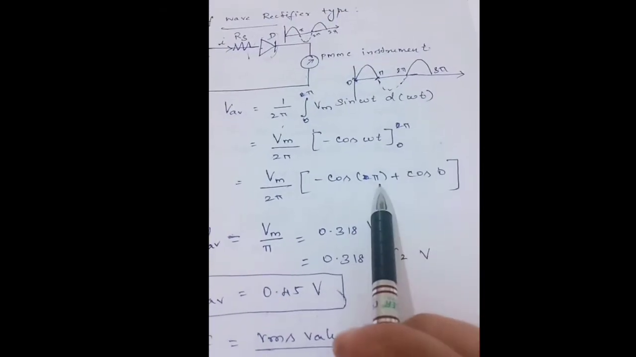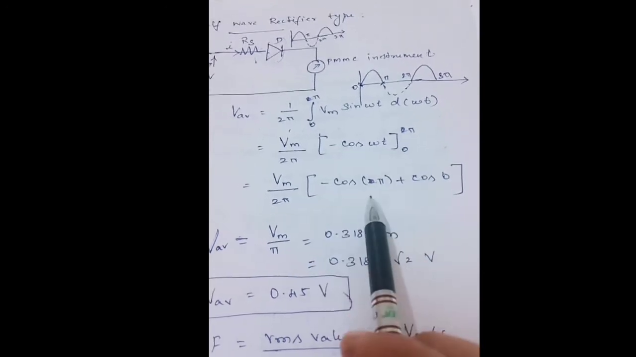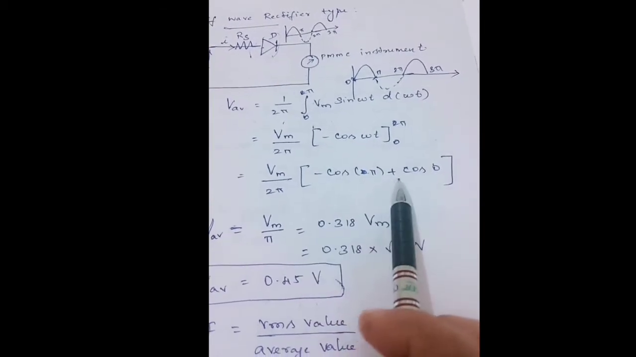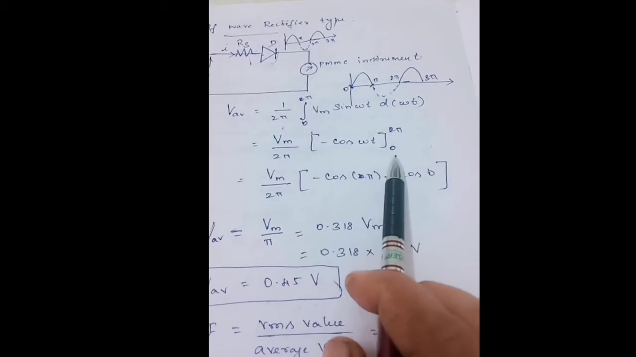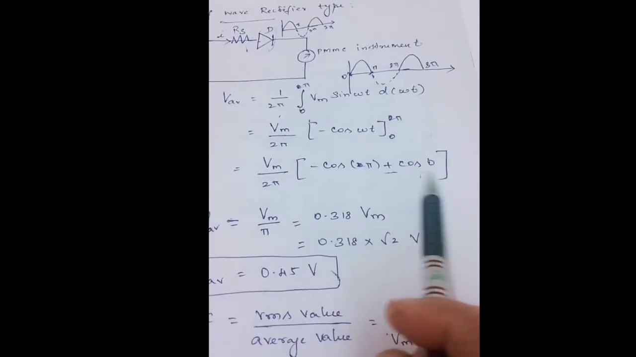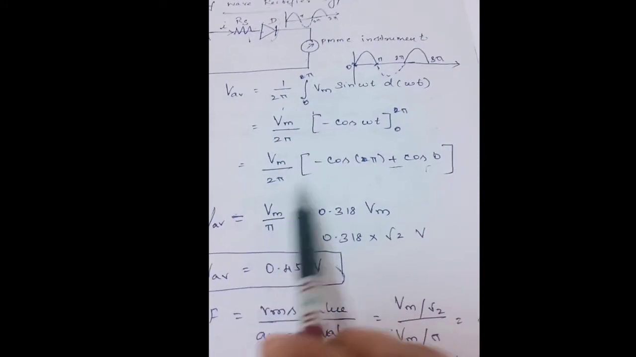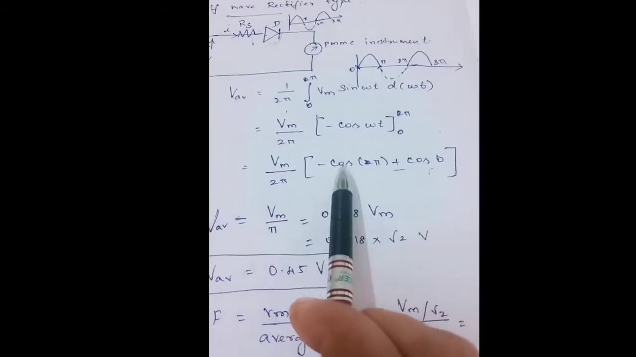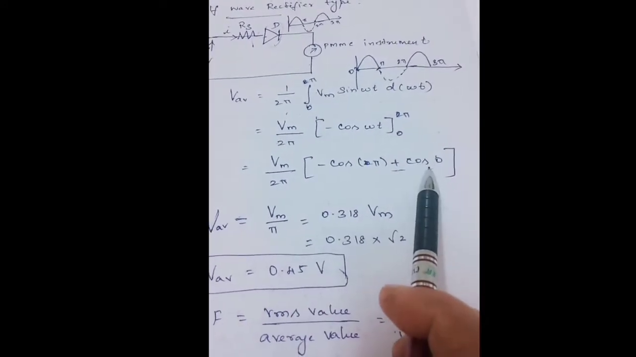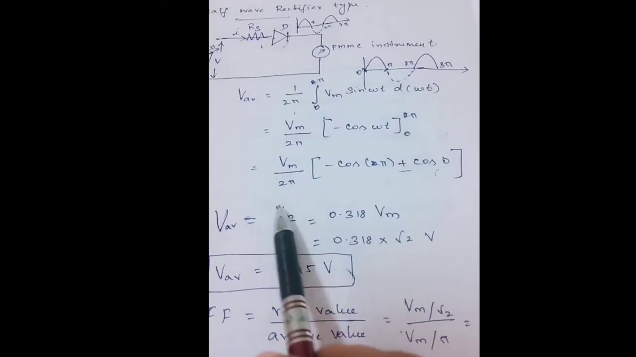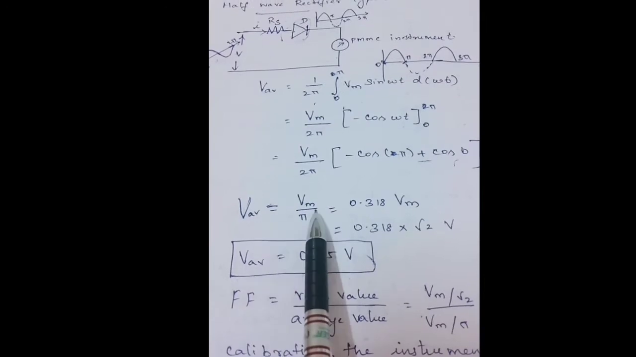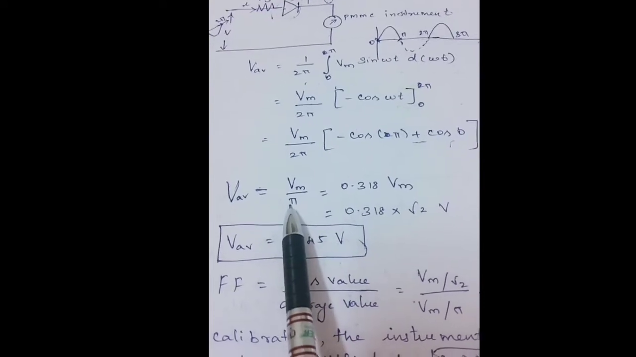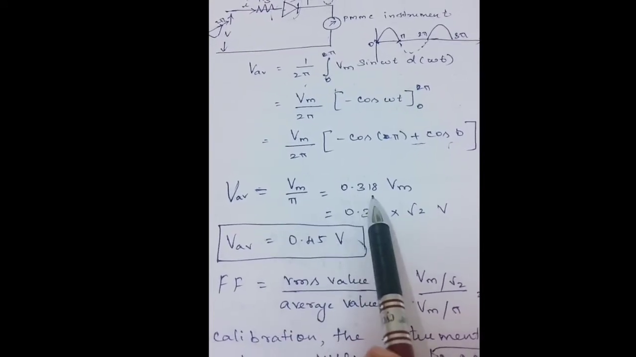In the next stage I am going to apply the limits. So cos pi plus cos 0. Minus of minus will be plus, so I am writing plus over here. Then applying the lower limit cos 0, so I have written cos 0 here. So Vm by 2 pi, cos pi is minus 1, minus into minus is plus. So here plus 1 plus cos 0 is 1, so 1 plus 1 is 2, and 2 and 2 get cancelled out. So the resultant will be V average equal to Vm by pi. Since here we have 1 by pi, after simplification we get it as 0.318 Vm.